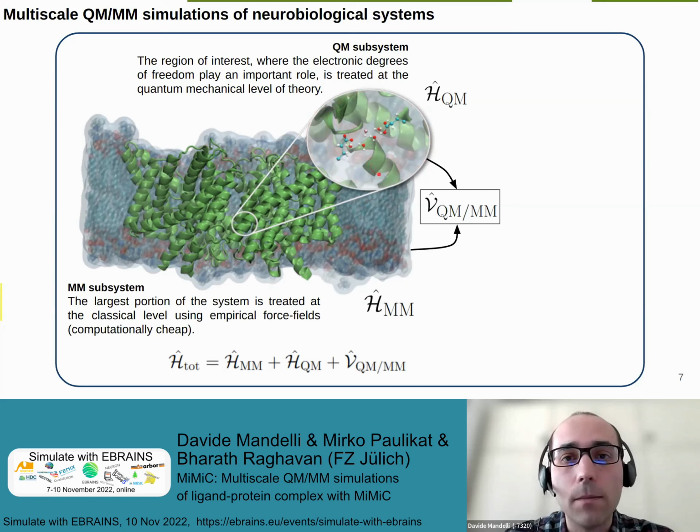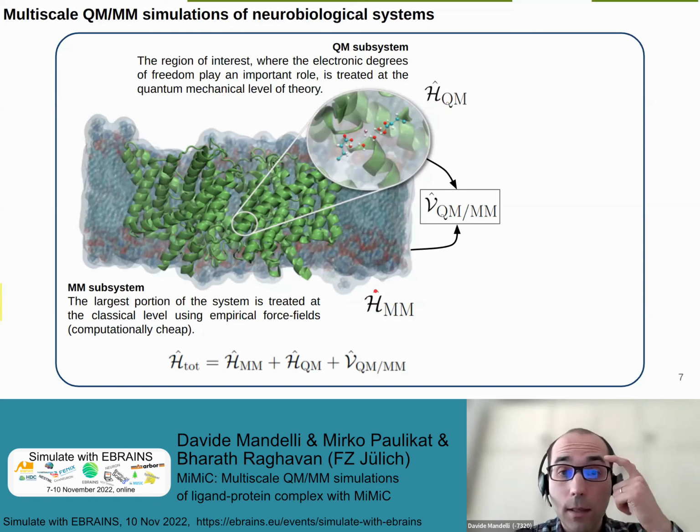And here I indicate with this quantum mechanical Hamiltonian the fact that the interactions here are described at quantum mechanical level, and the rest of the system, which is usually referred to as the molecular mechanics subsystem, contains the vast majority of the degrees of freedom, and that is treated using cheaper parameterized potentials, as indicated here by this molecular mechanics Hamiltonian.